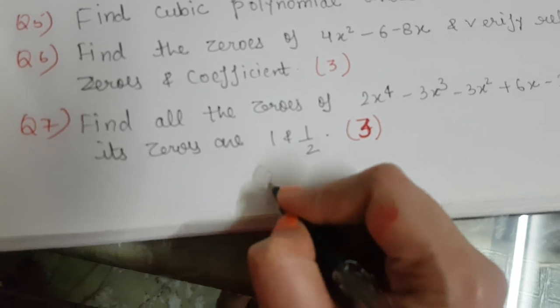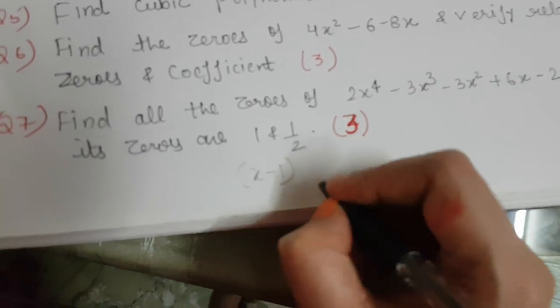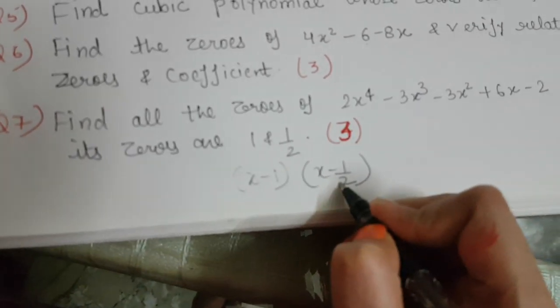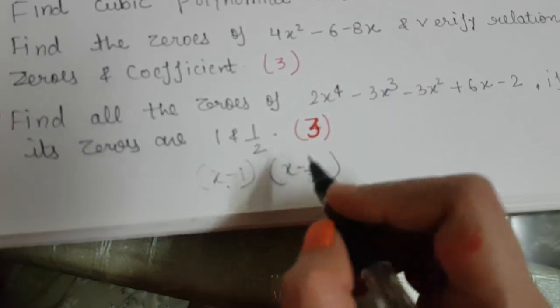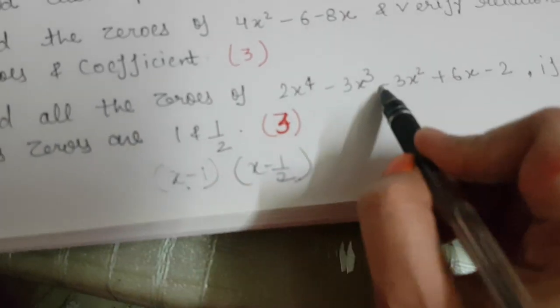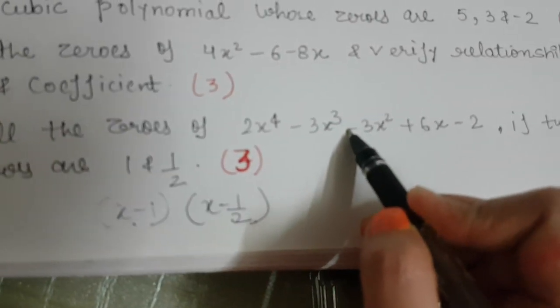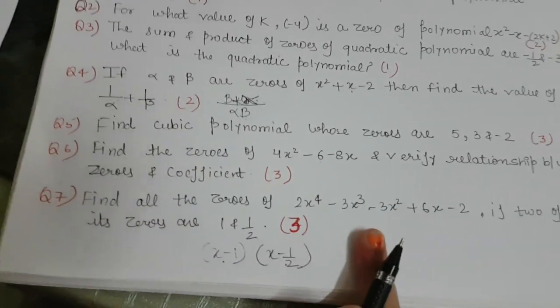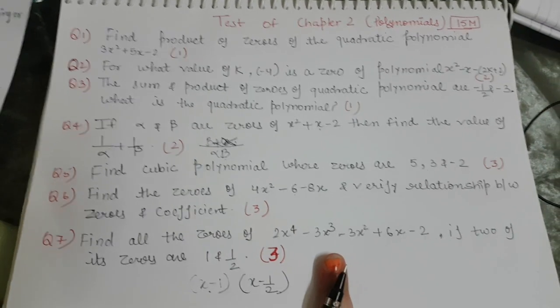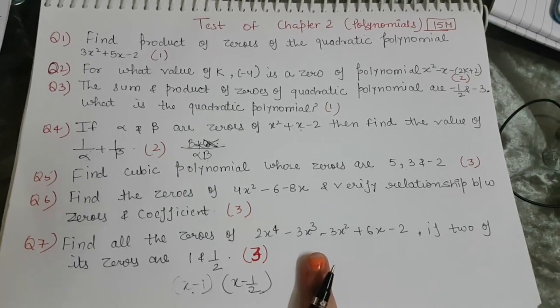So it means one factor is x minus 1, another is x minus 1 upon 2. Multiply these two, and whichever polynomial you get after multiplying, divide this by that, and then find two more zeros. This type of question we have also done. So solve this test and then check after some time. Thank you.